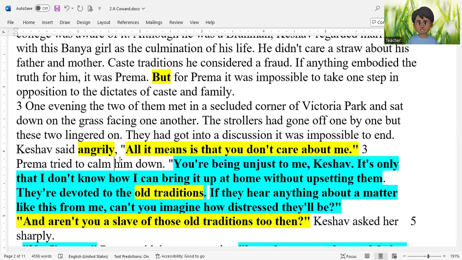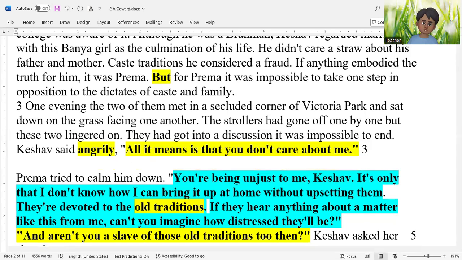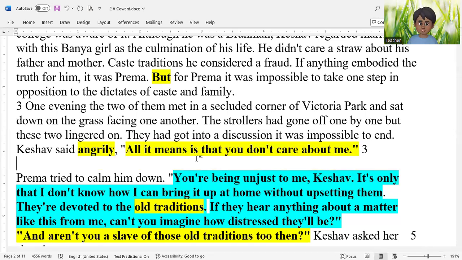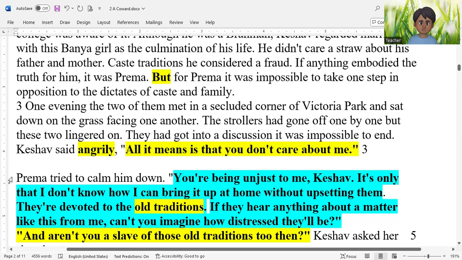"All it means is that you don't care about me." Look, this is what Keshav is accusing Prema about. When earlier Prema said that she cannot stand against the rules of the caste and family, now Keshav says, oh, for you, your caste and your family is everything, and you don't care about me, your lover. So Keshav, you can see, is accusing Prema that she cares more about caste and family, and less about her lover. So in paragraph 3, as you can see, the tension rises, conflict rises, Keshav is angry, and a hot discussion is there. Now the situation is getting more and more difficult. Now let's move to paragraph 4 and see what happens.